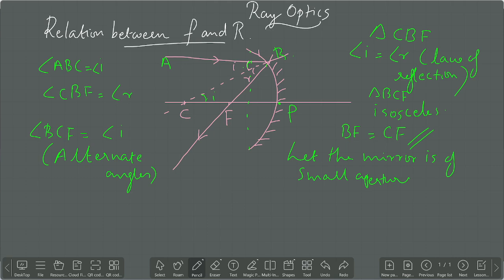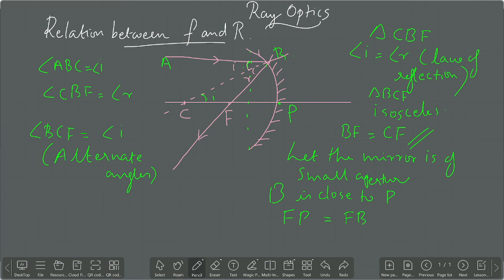Hope it is clear? Because when it is small, obviously B will go close to what? P. So simple. So I can say B is close to P. Okay. So that you can write FP will be almost equal to FB.